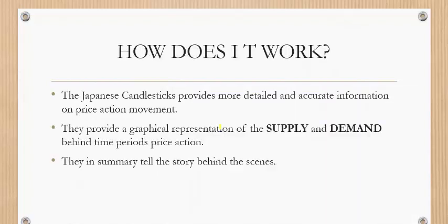So the question now is, now that you're able to identify the path of the candlestick, how then does it work? What it does is provide very detailed and accurate information on price action. That's the reason why, like I said, a lot of traders swear by the candlestick, by the Japanese candlestick. They swear by it. Why? Because it actually does tell you price action. It tells you what is happening in the market, what's happening behind the scenes.